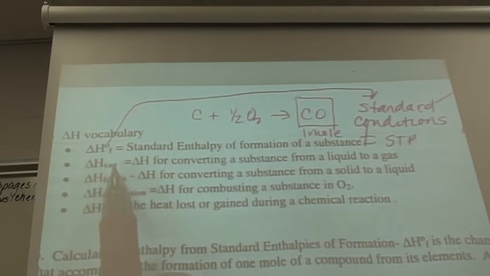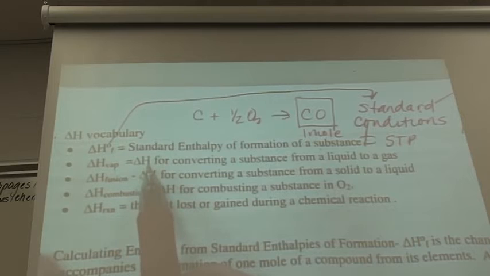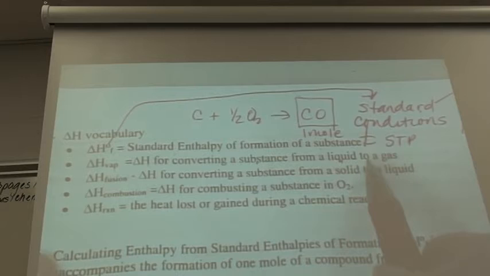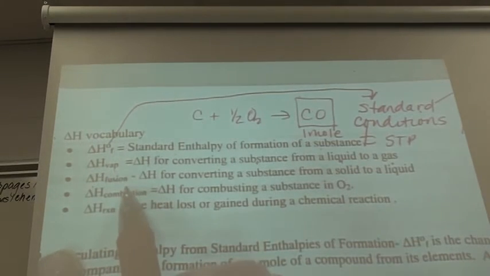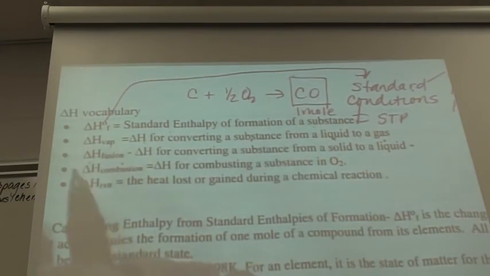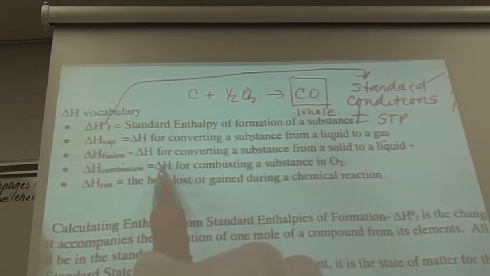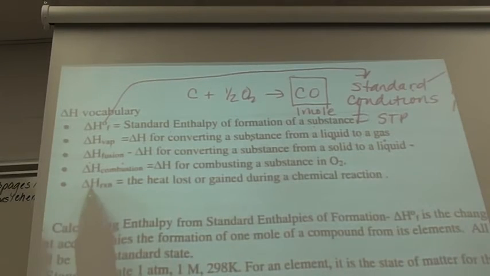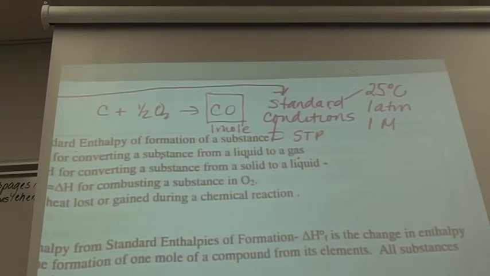The delta H of vaporization is the amount of heat needed to convert a substance from a liquid to a gas at its normal boiling point. The delta H of fusion, converting a substance from a solid to a liquid at its normal melting point. The delta H of combustion is the enthalpy for combusting a substance in oxygen. And the delta H of reaction is the heat lost or gained during a chemical reaction.